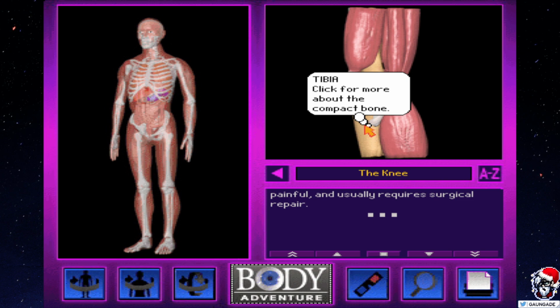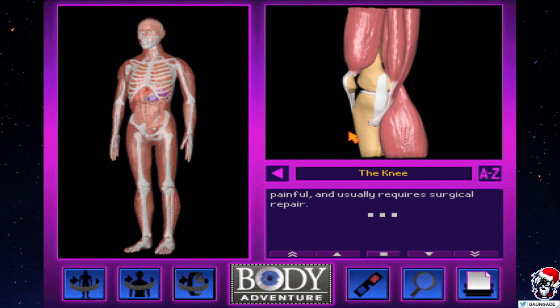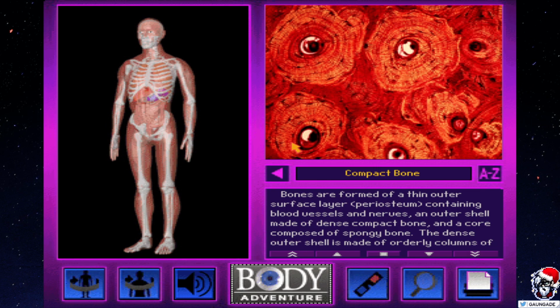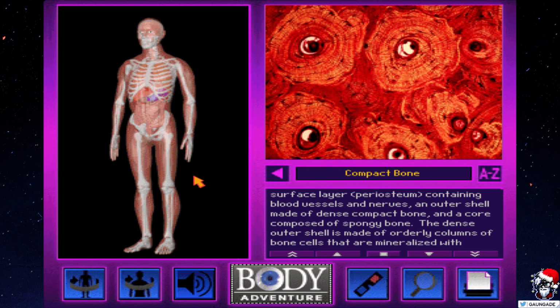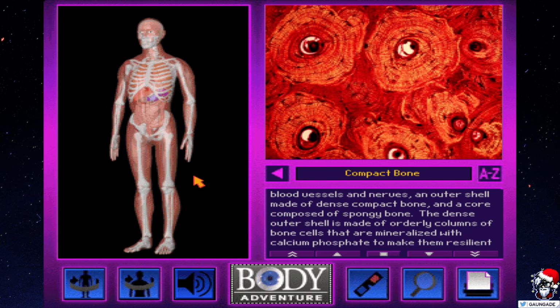Click for more about the compact bone. Tibia. Compact bone. Bones are formed of a thin outer surface layer, periosteum, containing blood vessels and nerves, an outer shell made of dense compact bone, and a core composed of spongy bone.